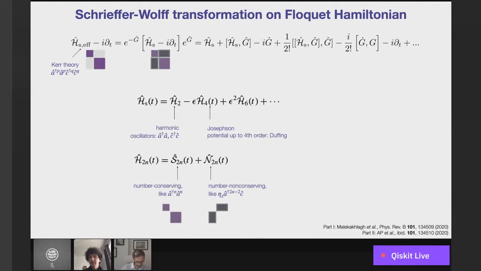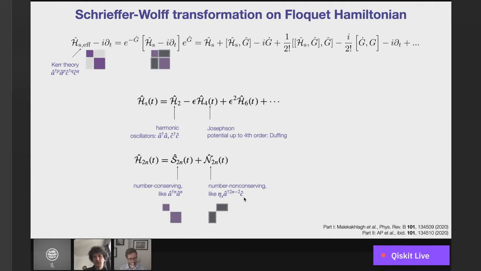Coming back to this, we have this Hamiltonian which is expanded as a perturbative series. In each of these nonlinear terms, there are two types of contributions. There are contributions which are number conserving, which I'm representing schematically by these purple diagonal entries in the matrix. And there are operators which are number non-conserving, such as this one, where you have an imbalanced number of A's and an imbalanced number of C's.